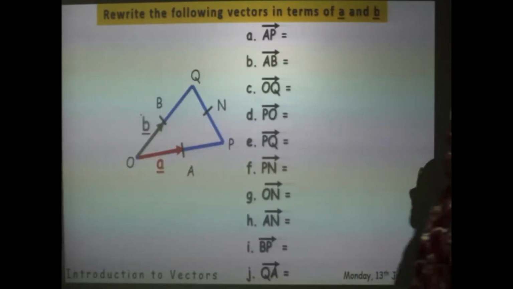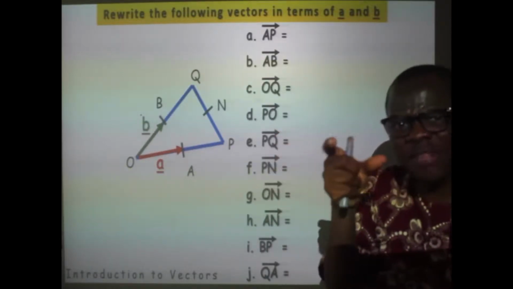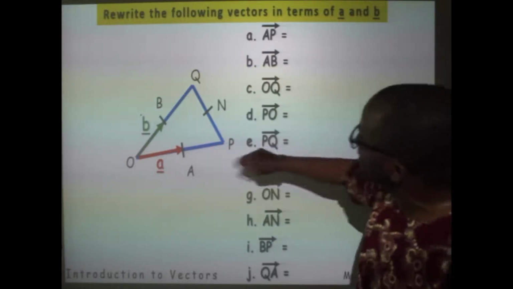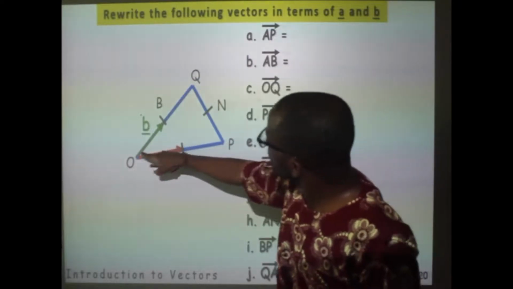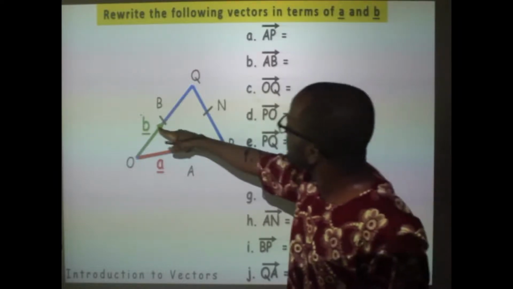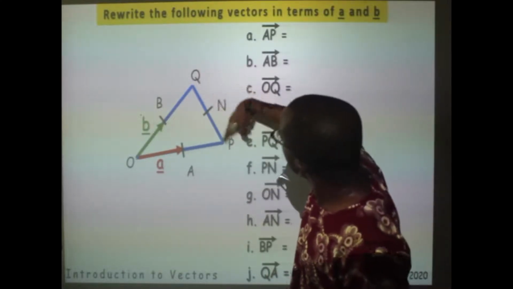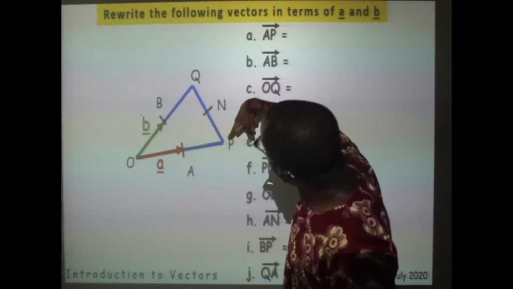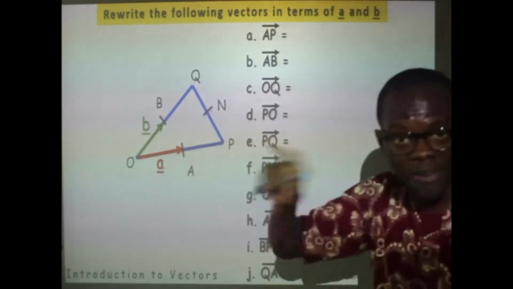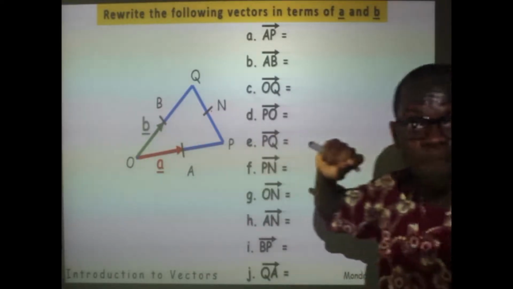Alright? Now, let's see some more interesting examples. And like I said, I want you to pause the video and give yourself that challenge. See if you can rewrite the following vectors in terms of A and B. Look at A. Look at B. A is half of that length, and B is also half of that length. And clearly here too, from P to N, it's going to be half of the length from P to Q. So be mindful of all of this. Let's see if we can rewrite all these vectors in terms of just A and B.